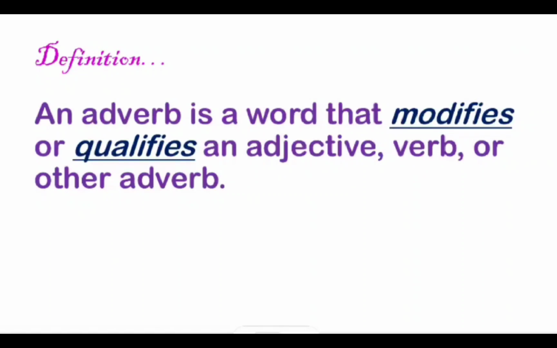Next, we come up with adverbs. So, children, let's look at the definition of adverbs. An adverb is a word that modifies or qualifies an adjective, verb, or another adverb. So, basically, an adverb tells you more about an adjective, about a verb, or maybe another adverb. Let's understand this sentence a little more in detail.